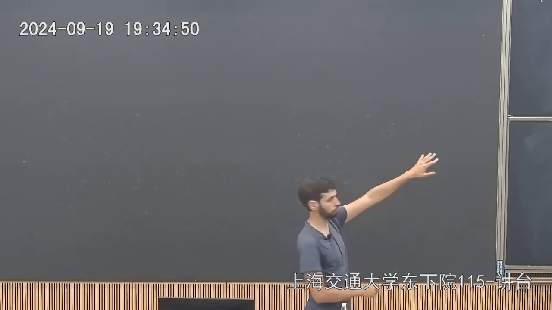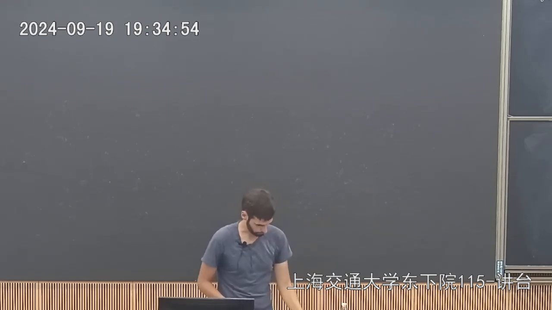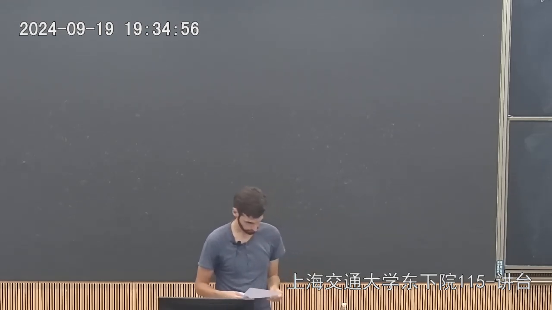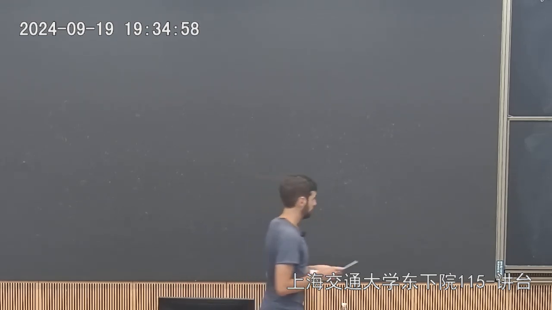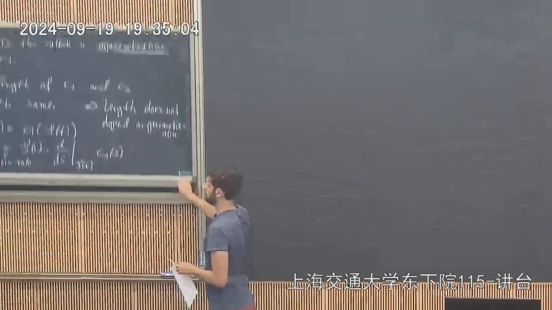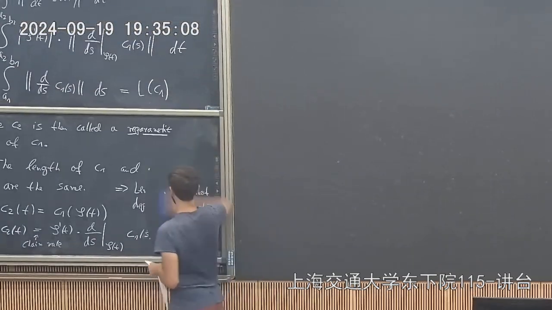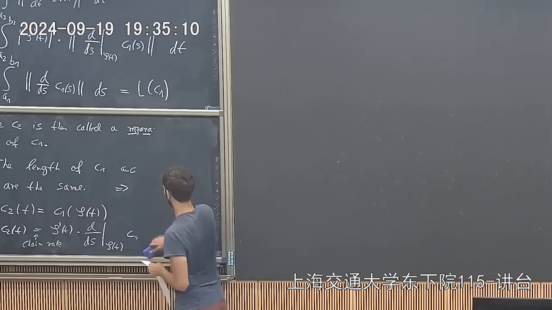But usually I stick to unit speed because it's shorter. But some books call them differently. And maybe for today the most important result is the following. That tells you that you can always reparameterize a curve in a certain nice way under very general conditions.